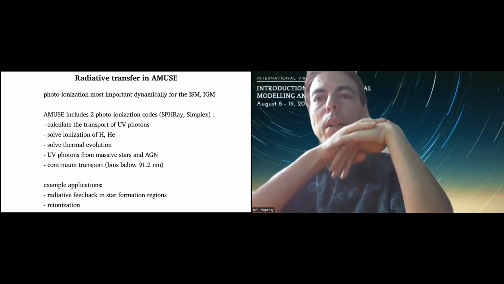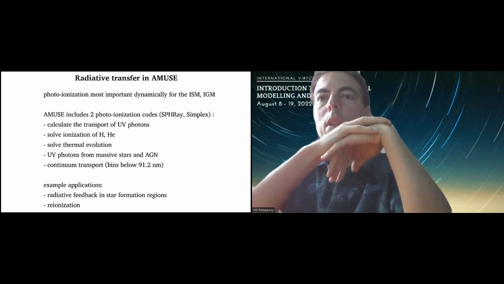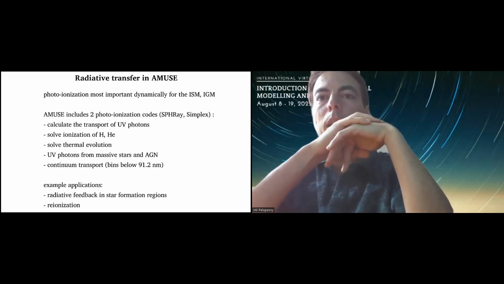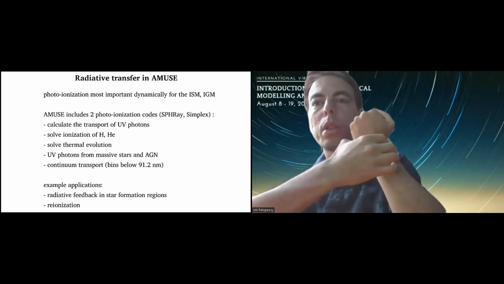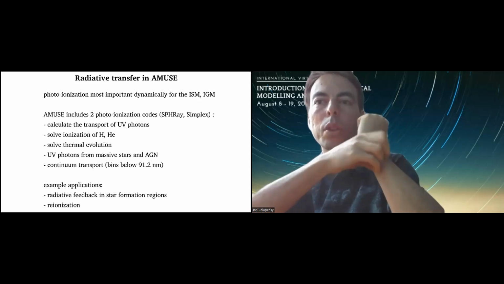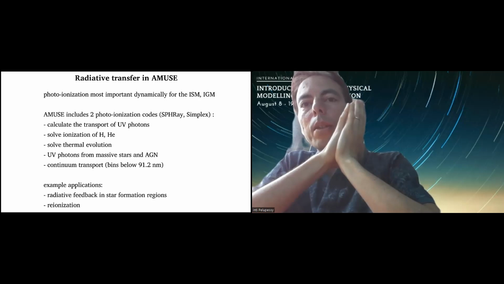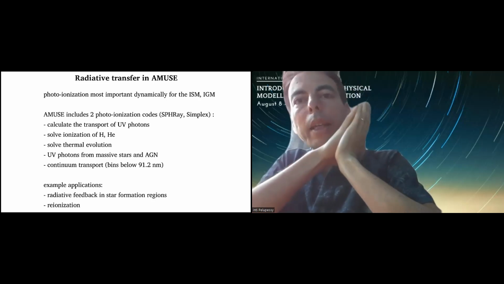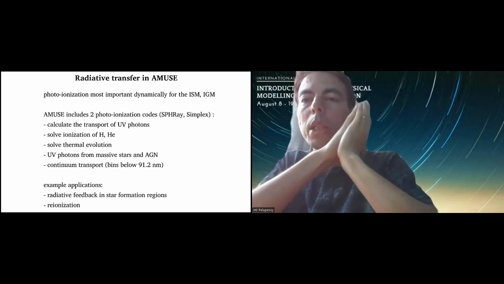They're also particle-based, so they integrate well with the gravitational dynamics and the SPH codes. They calculate the transport of UV photons, solve for the ionization of hydrogen and helium, and solve the thermal evolution of the gas. They can be used anytime you have UV photons from massive stars or active galactic nuclei affecting the interstellar medium gas, basically.